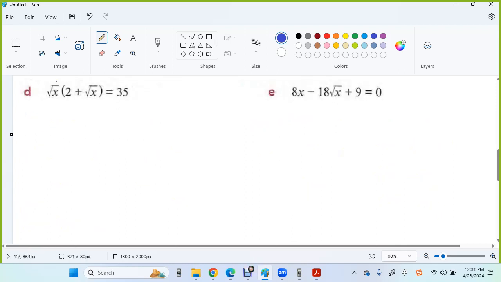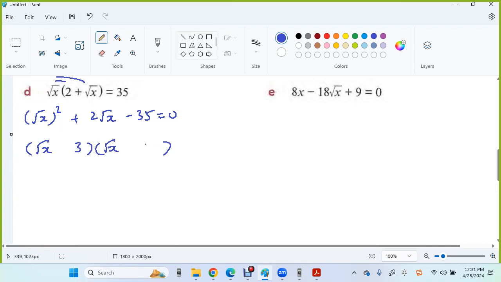Okay, so for this question we have square root x squared plus 2 square root x minus 35 equal to 0. So we have square root x, 5 times 7 equal to 35, plus 7 minus 5. So square root x equal to 5, x equal to 25, and square root x equal to negative 7. Then this one is rejected because there is no solution.